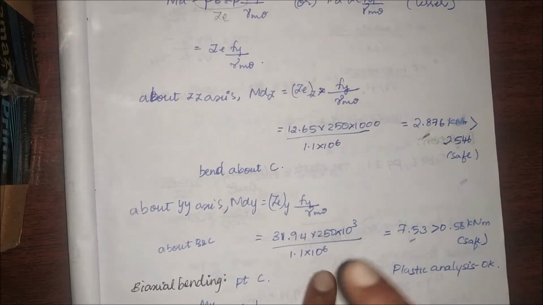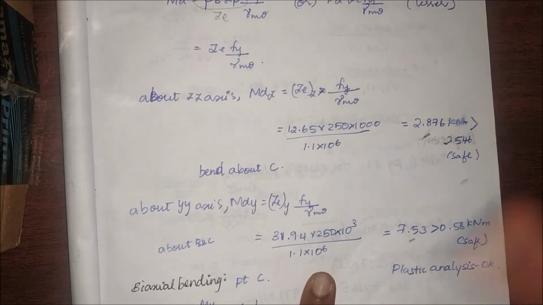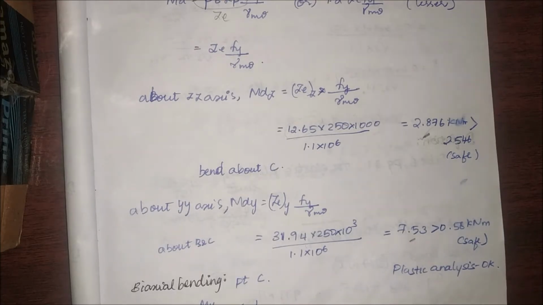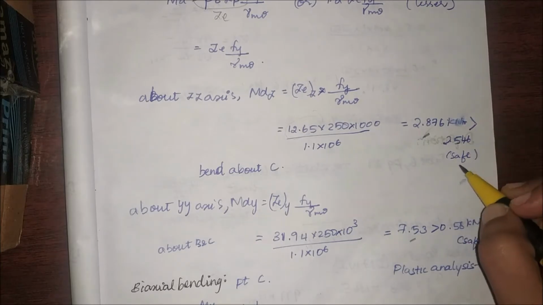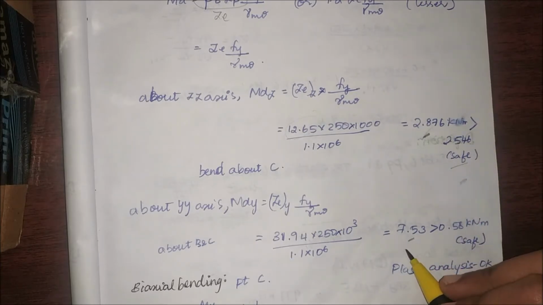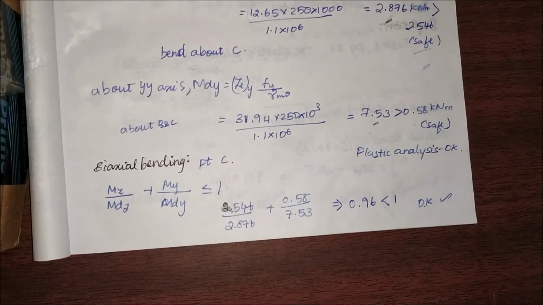So we have to make sure that this moment is greater than the moment that is caused by the loads. So 2.876 is greater than 2.546, therefore it is safe, and similarly in the y direction also it is safe. Next is your check for biaxial bending.